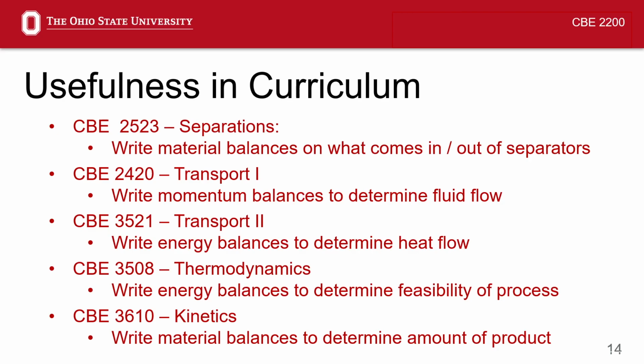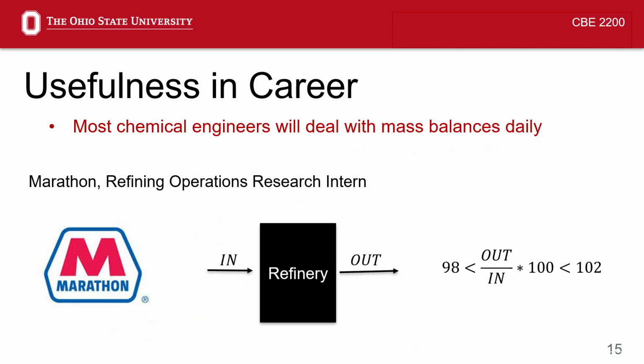For Transport 2, you're going to be writing energy balances to determine how heat flows and how energy is going to be transferred to change the temperature of different parts of your system. Then you can get to thermodynamics to again write some energy balances to determine, is this process where I separate these two chemicals actually possible or not? You'll even get into entropy balances, which is way down the road, but using a balance is going to be a key part of what you do as a chemical engineer. And this actually goes into how this is useful in your career.